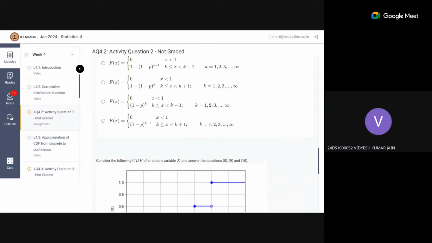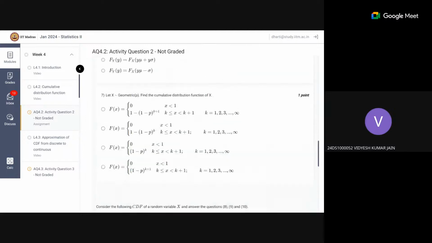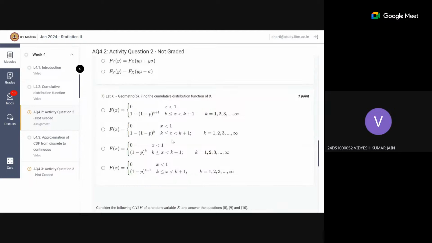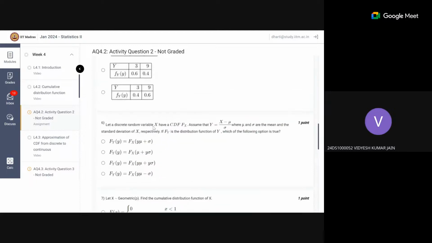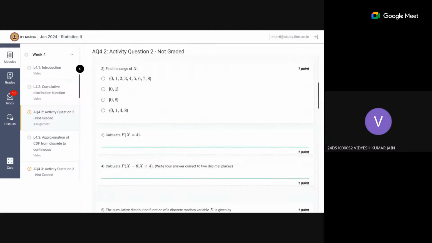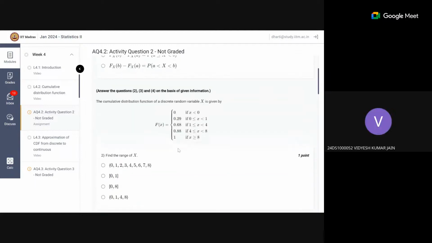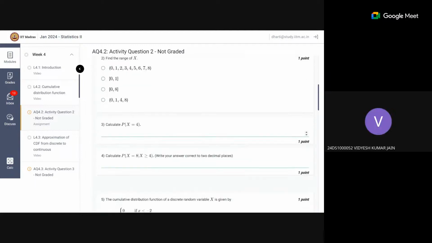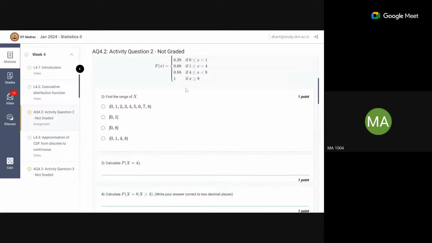But because this is understood, okay. One up, the same question. The question number I will tell. This is question number 3. P at x is equal to 4. Yeah, number 3.